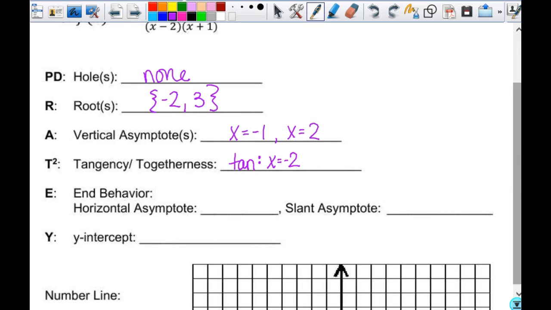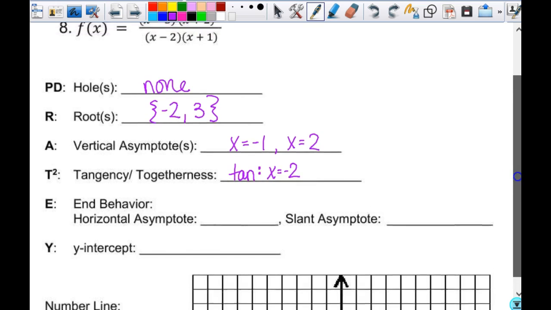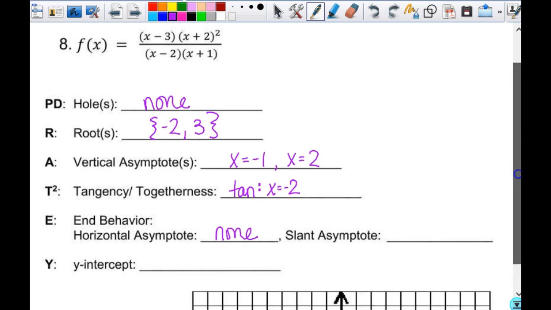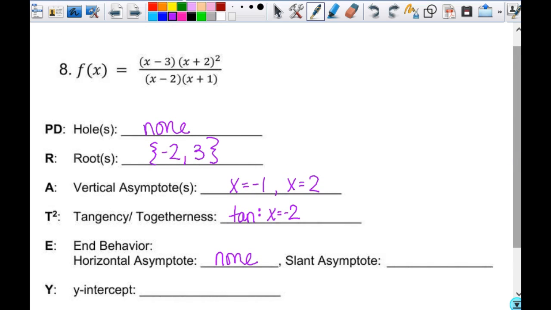And then in my horizontal asymptote, sorry, let me go back up here. So it is top heavy because this is x cubed in the numerator and x squared in the denominator. So since it's top heavy, it is none. That leaves it open to possibly having a slant asymptote. So in this case, I've got to check this out. It's nice that this is all factored for me, but I actually need it to not be factored.